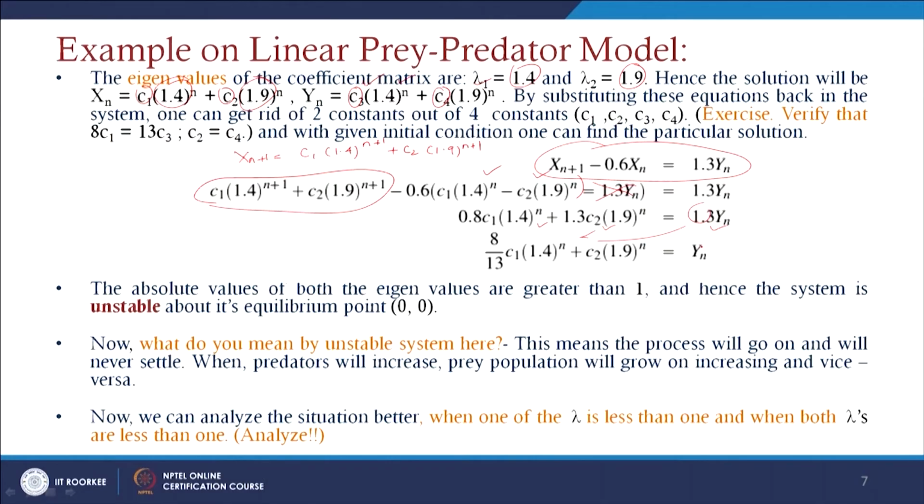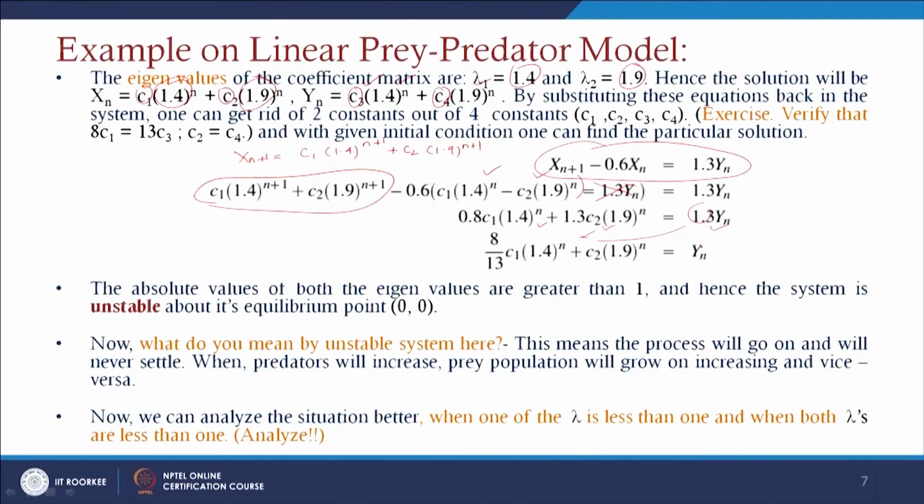And if we go for conditional checking of what we mean by an unstable system here, this means that the process will go on and will never settle. This means that even if the tiger is present and the deer is present, both these populations will grow without bound. Even if the tigers catch or kill the deer, and the deer are killed by the tigers, both populations will just grow off.